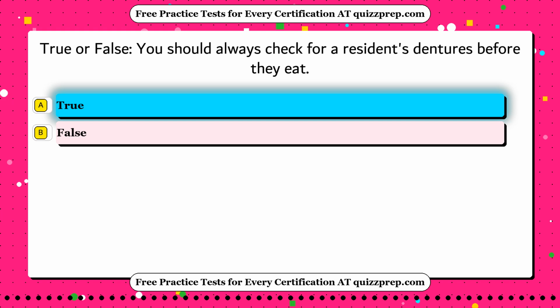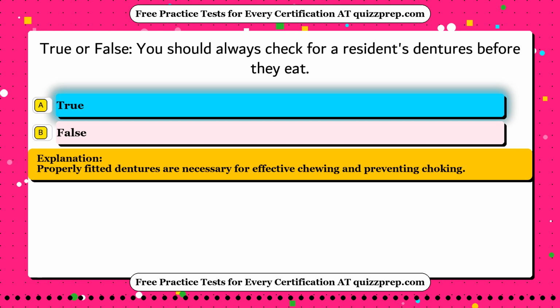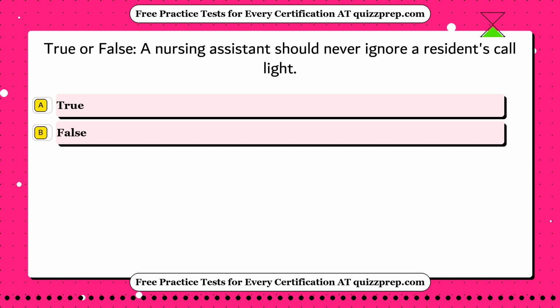The correct answer is option A, true. Properly fitted dentures are necessary for effective chewing and preventing choking. Question 98. True or false, a nursing assistant should never ignore a resident's call light? Option A, true. Option B, false.